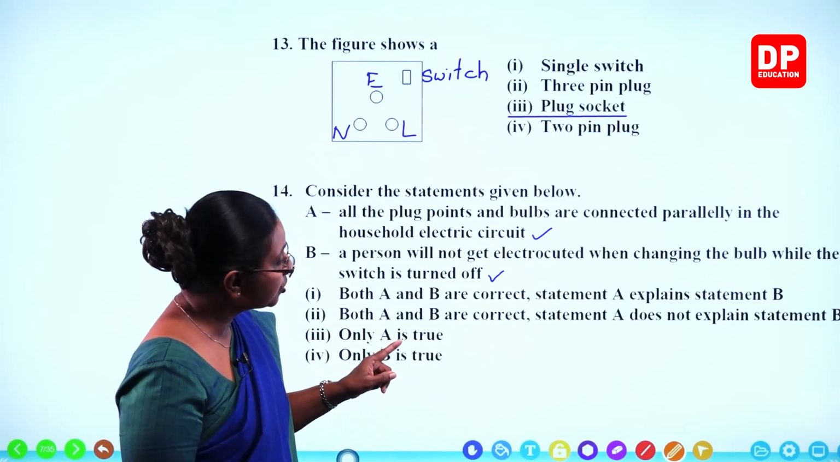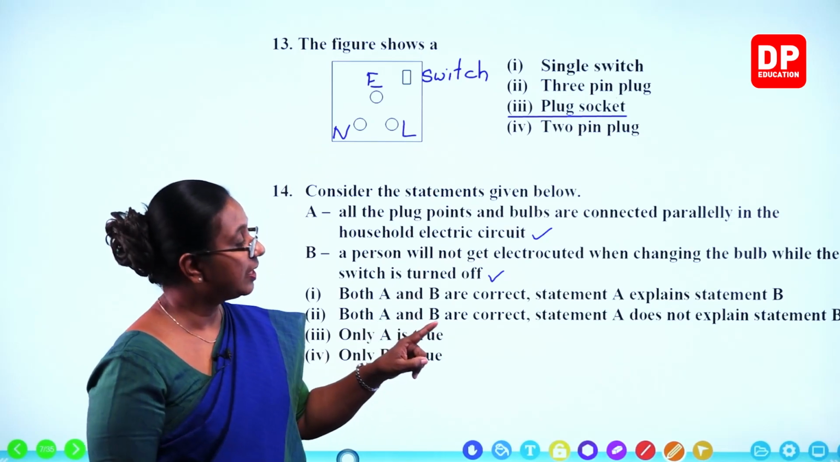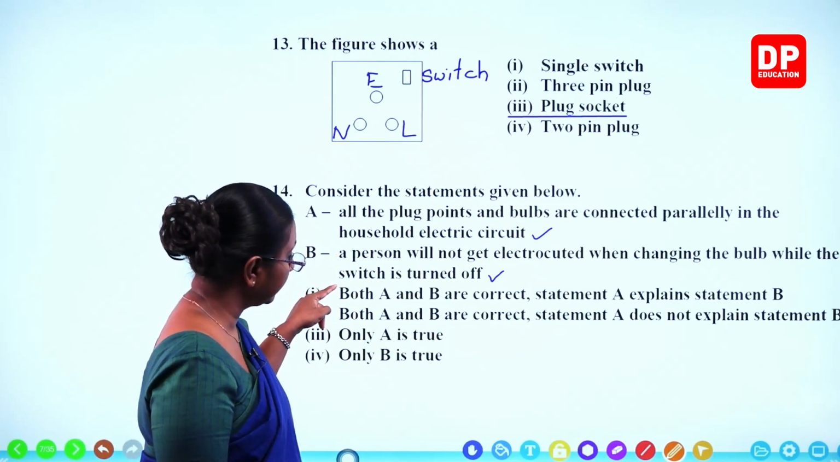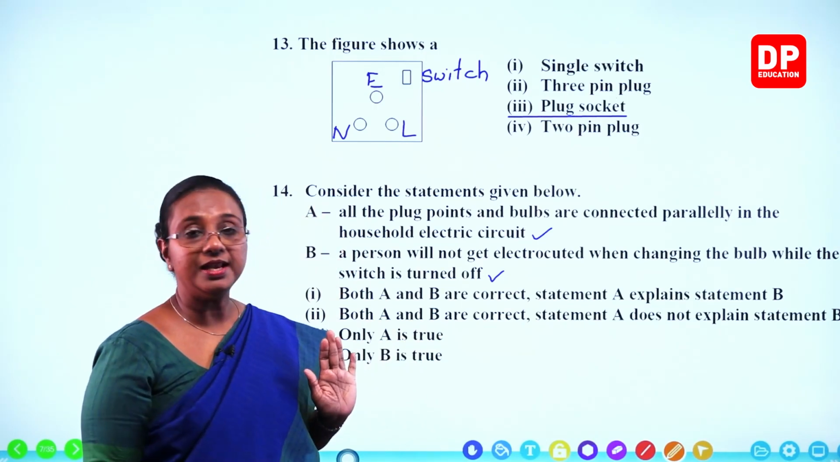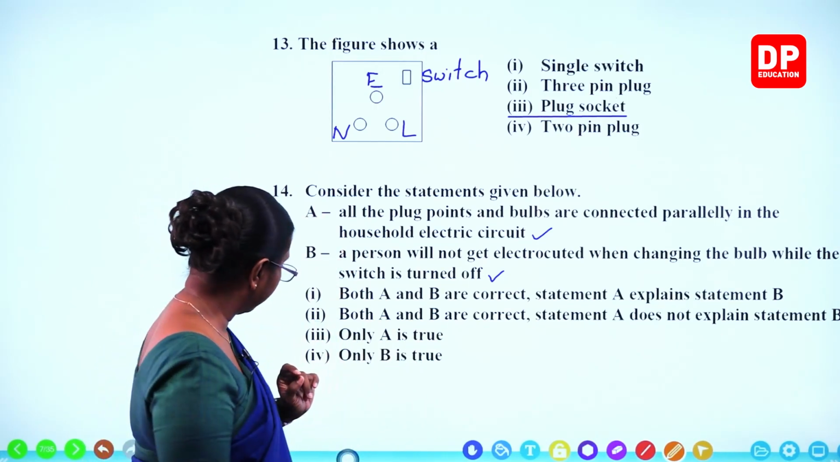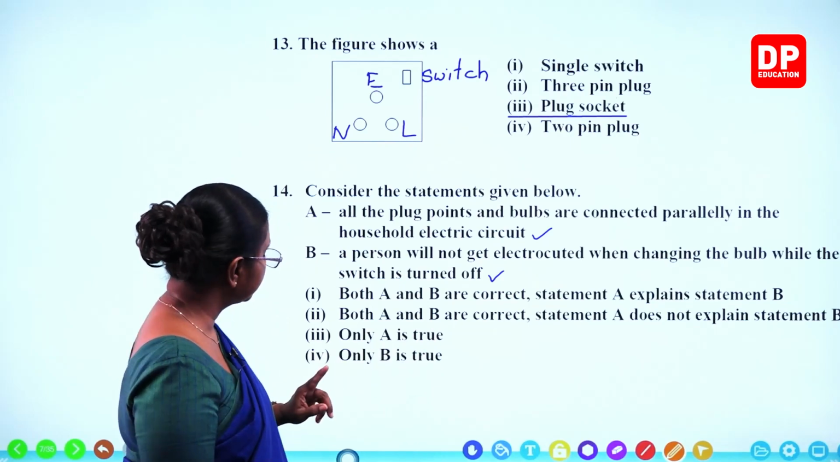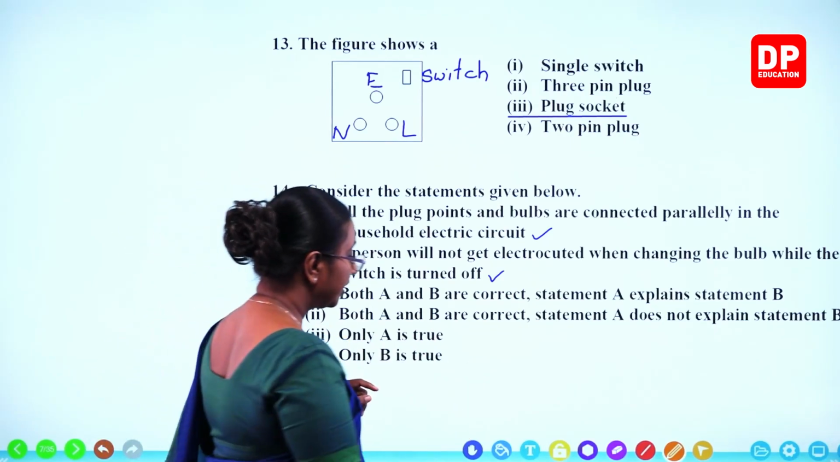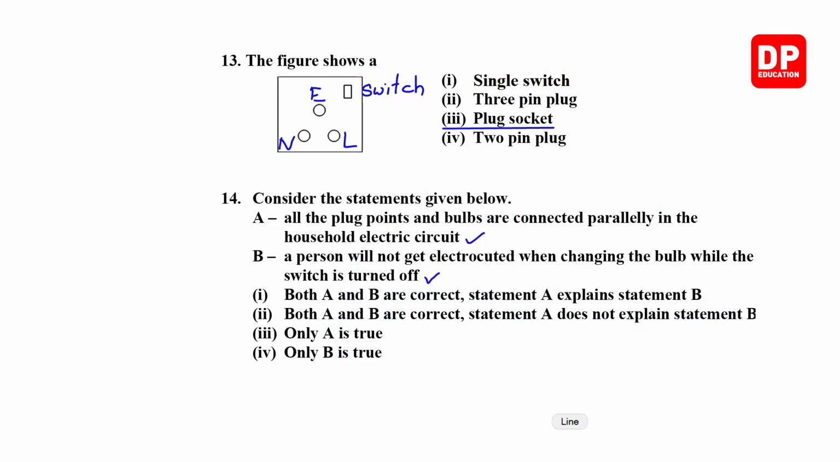Second one, both A and B are correct. Statement A does not explain statement B. That of course is correct. Both A and B are correct, but A does not explain statement B. That is correct. Then third one, only A is true. Fourth one, only B is true. Those two are not correct. So, the correct answer for this one is both A and B are correct. Statement A does not explain statement B. That is the correct answer.